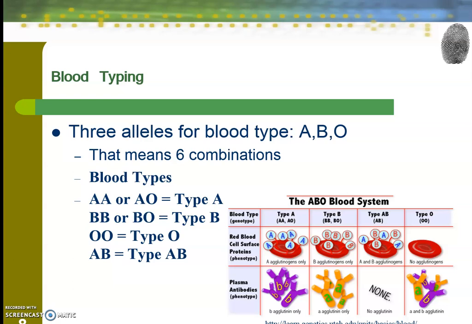There are 3 alleles that we use for blood type: A, B, and O. A, B, and O make a variety of different combinations of different blood types. So you can be AA or AO, which means you're type A, BB or BO, which means you're type B, OO, which is type O, or AB, which is type AB. We're going to talk more about that as we get going.